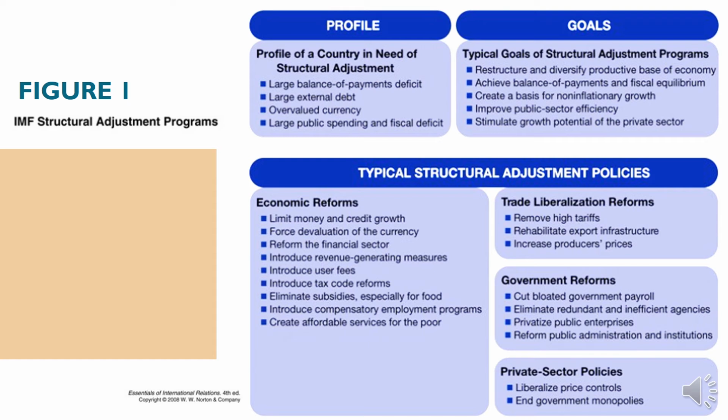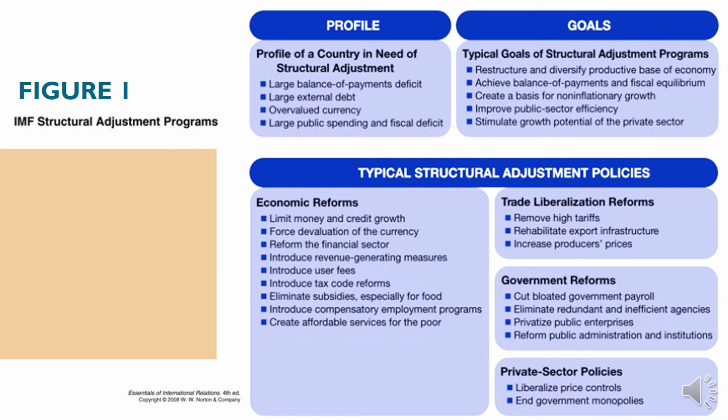In the economic reforms, the IMF wants to limit money and credit growth. They also want to force the devaluation of the currency, reform the financial sector, introduce revenue-generating measures, introduce user fees, introduce tax code reforms, eliminate subsidies, especially for food, introduce compensatory employment programs, and create affordable services for the poor.